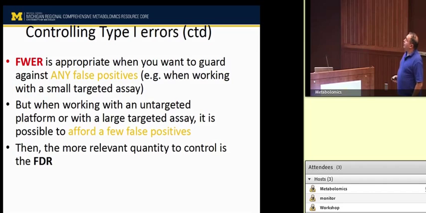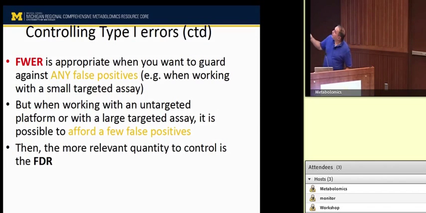for false positives. On the other hand, when you work with an untargeted platform, first of all, if you're trying to control for this type of concept, it is going to become too conservative because you are asking too much. And at the same time, given the fact that you have hundreds or even thousands of features, you can afford to be a little bit less conservative and afford a few false positives.